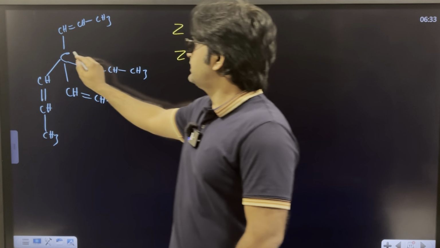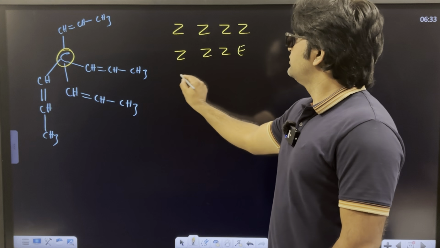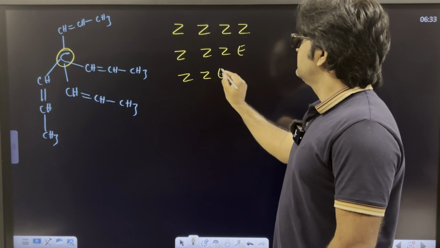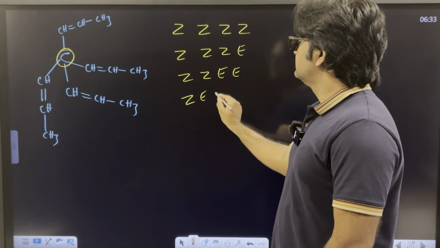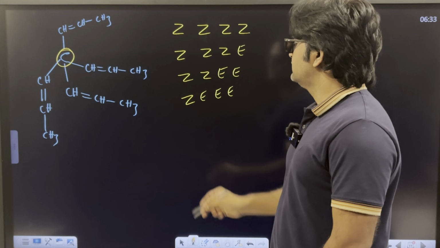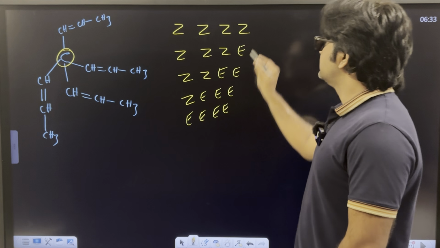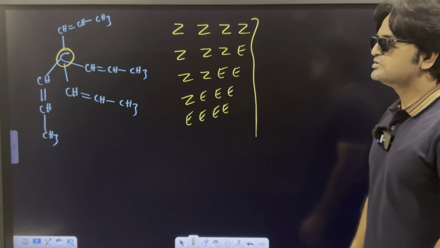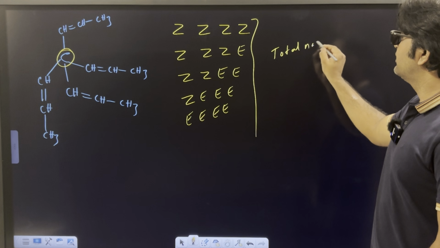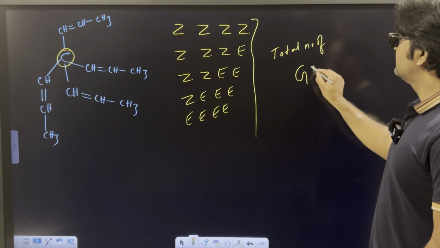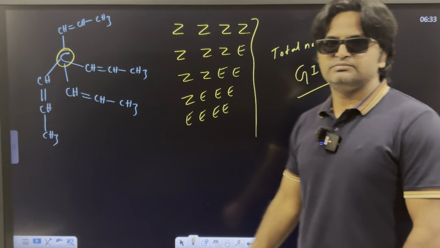Why? Because here a tetrahedral carbon atom is given. Okay, right. What is another possibility? Z, Z, E and E. Next, Z, E, E and E. Last one, E, E, E and E configuration. What are the total number of geometrical isomers? 5. Total number of geometrical isomers equals 5. That is the question. Okay, right.